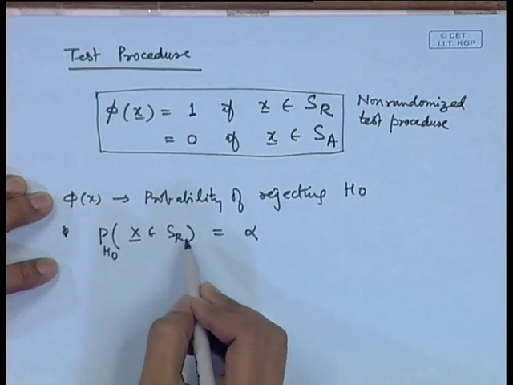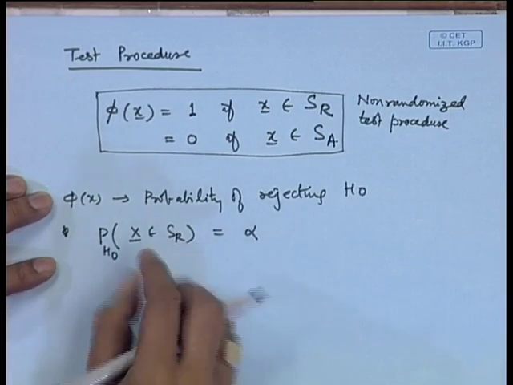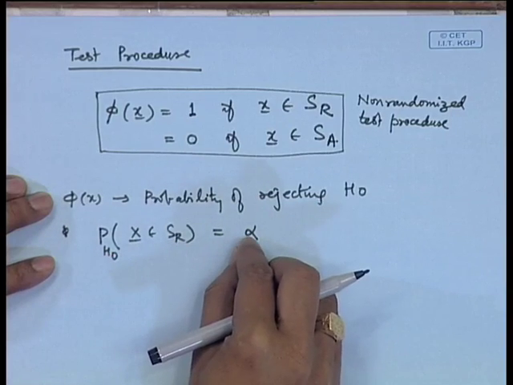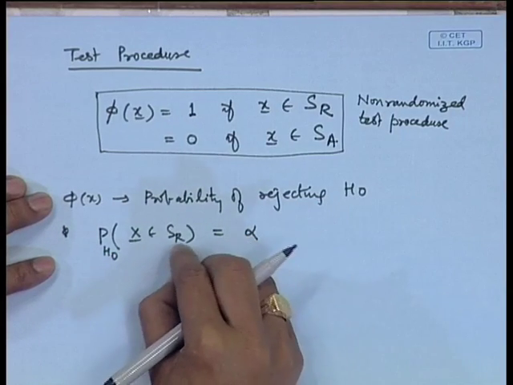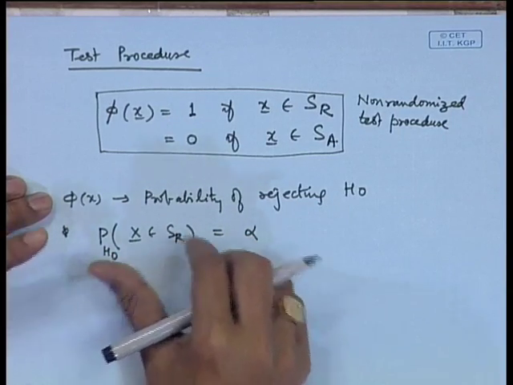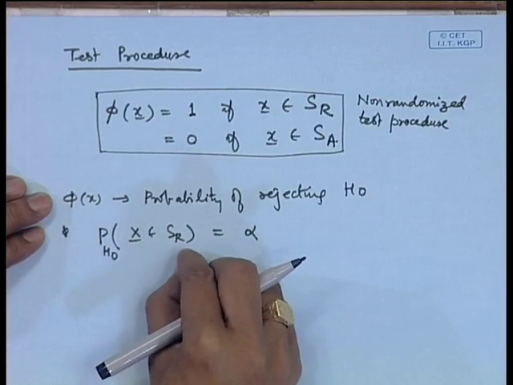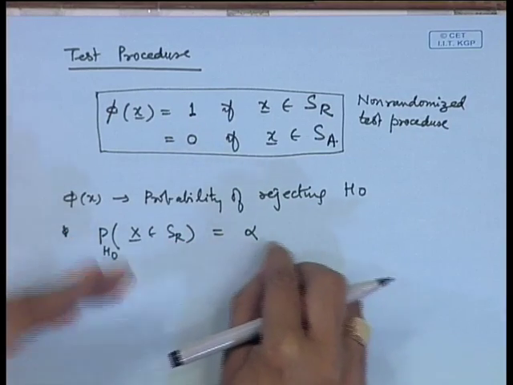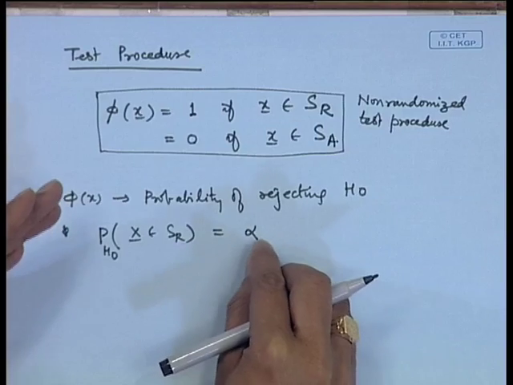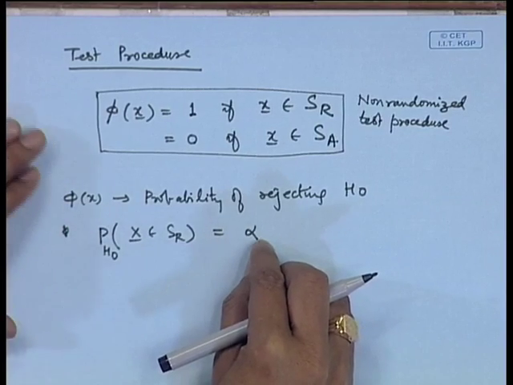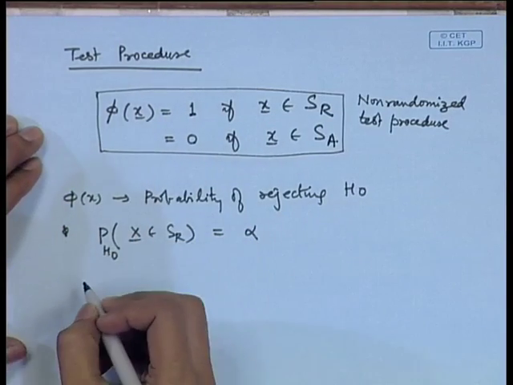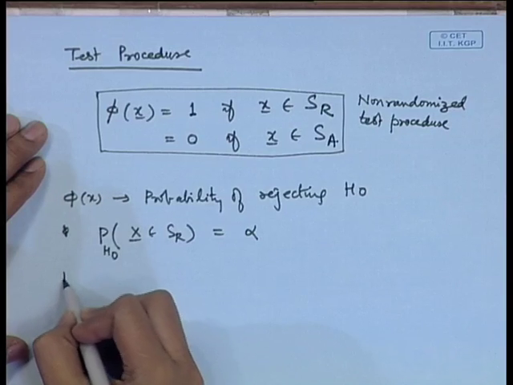Now, in a given situation, when we are devising a test, it may turn out that this value is not exactly equal to alpha, because that may be changing depending upon the points. When we include a few points it may become more than alpha, if we delete some points it may become less than alpha. In that case, we may adopt a procedure called a randomized test procedure.